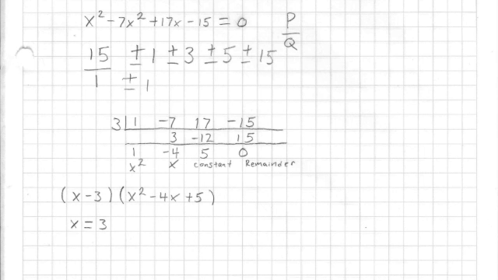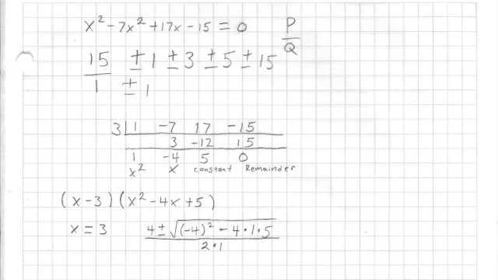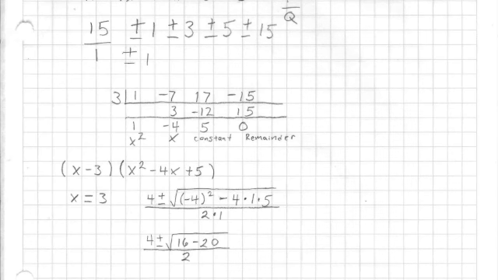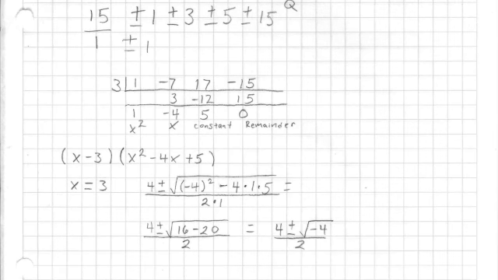To do this, we'll need to use the quadratic formula and write that out as 4 plus or minus the square root of negative 4 squared minus 4 times 1 times 5, over 2 times 1. The numerator simplifies to 4 plus or minus the square root of 16 minus 20, or 4 plus or minus the square root of negative 4.